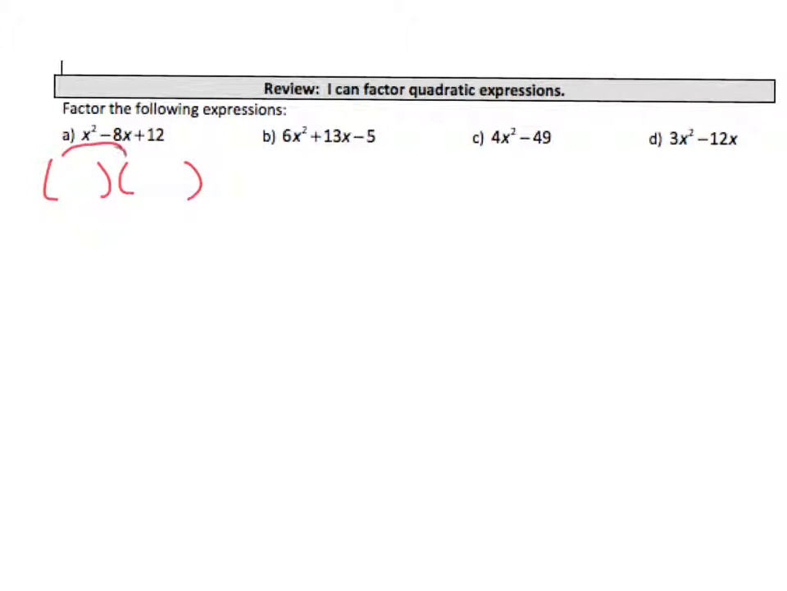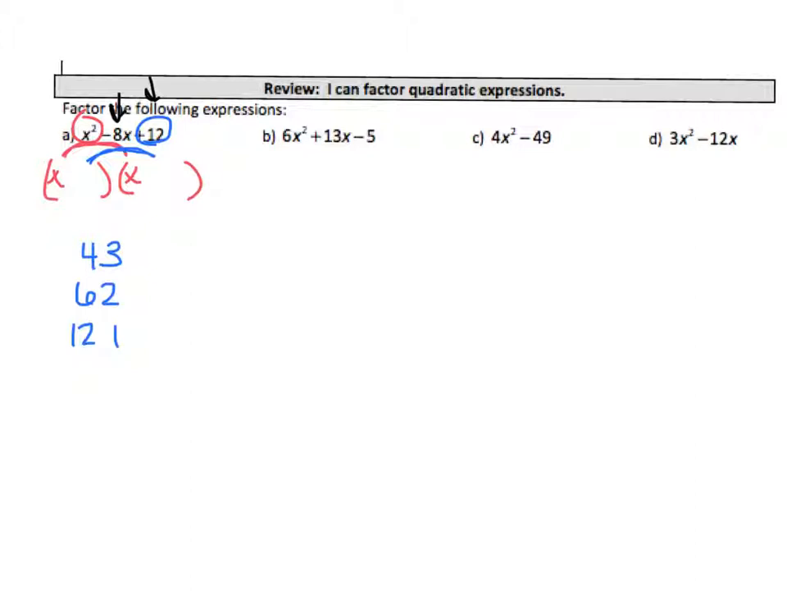And the first two terms always have to multiply to get to the x squared. So that one's going to be x and x. And then the last two terms have always got to multiply to get to 12. So there's a couple different possibilities here for that. We could do 4 and 3, we could do 6 and 2, and then we could also do 12 and 1.